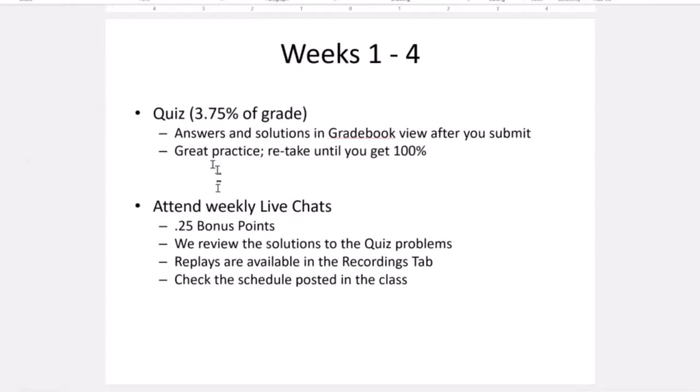You also get a quarter of a bonus point. You can get up to a half a bonus point a week. Times 4 weeks is 2 bonus points. That's how the bonus points work. I'll calculate them. Don't worry. Just do as much bonus as you can.